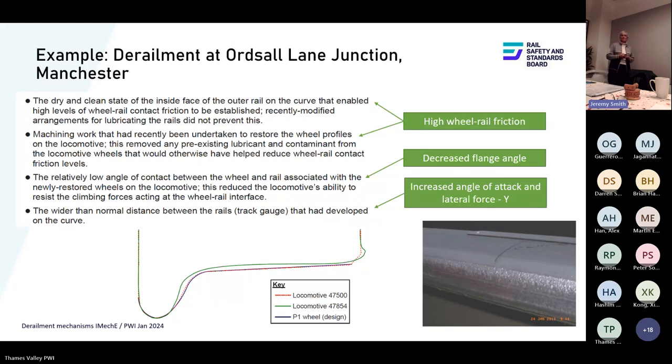And the wheel had been returned to the correct profile, and you can see that in the picture at the bottom. The green is the worn profile that is typical on those vehicles, and you can see that the flange is steeper on the green one than it is on the blue, which is the design, or the red, which is what it was turned to, which is correctly the design. So the new wheel was at more risk of derailing than a worn wheel would have been, which is why the locomotive of the same type pulling the train with this loco in it didn't derail, but the loco that had just come off works did.